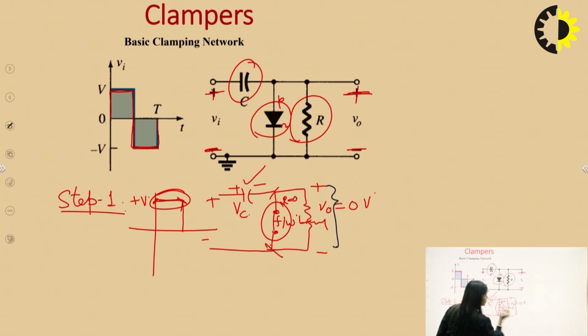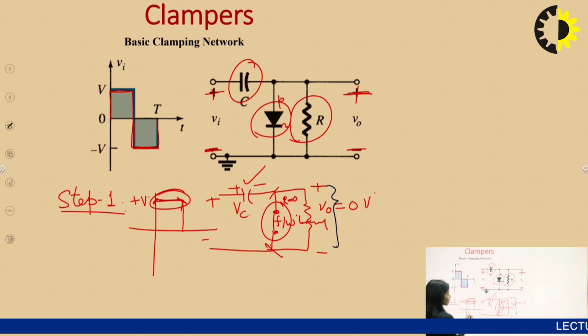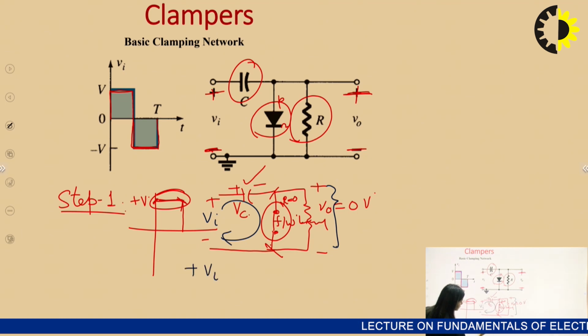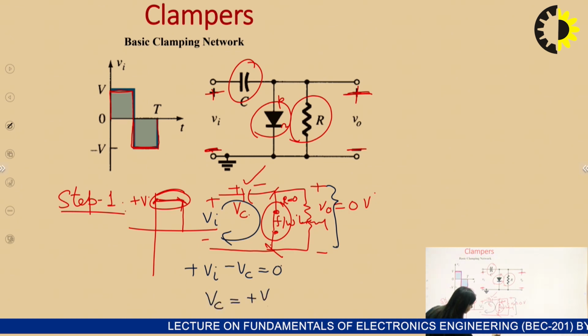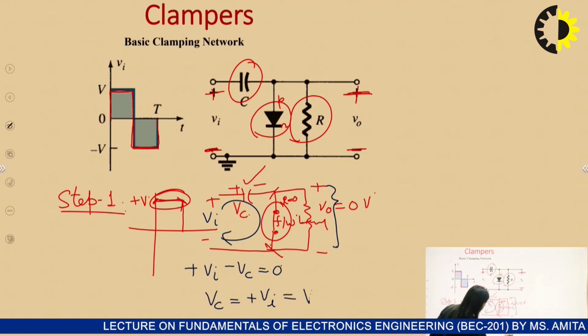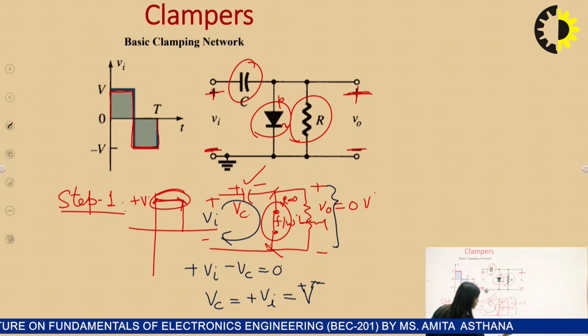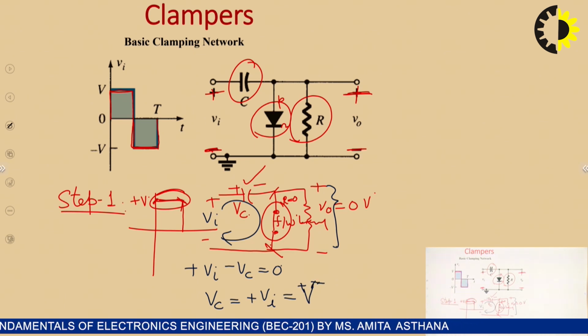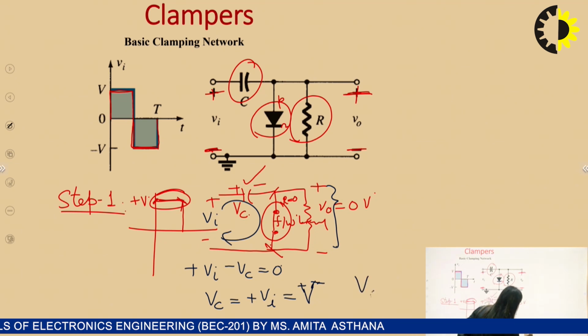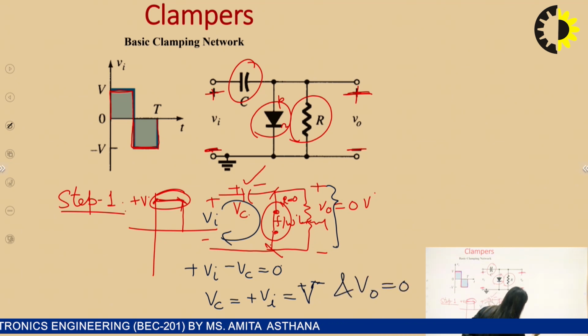So this is one. Now we have to calculate the VC. So we will apply KVL in this loop. So plus VI minus VC is equal to 0. So VC is equal to plus VI and this is equal to V. So VC voltage is V and VO is equal to 0 volts. So my first step is complete now.